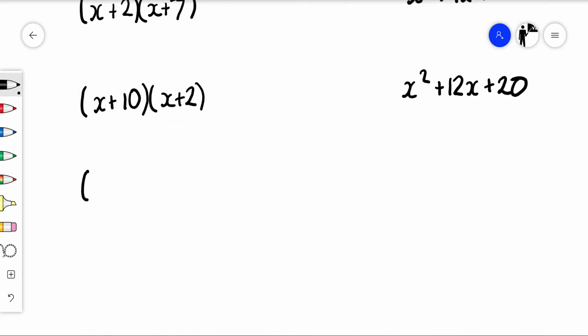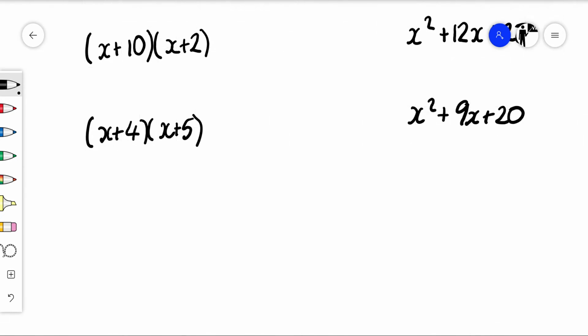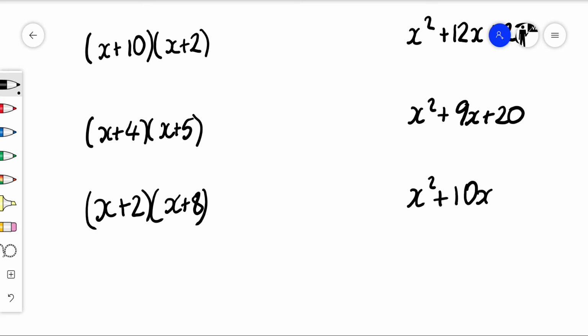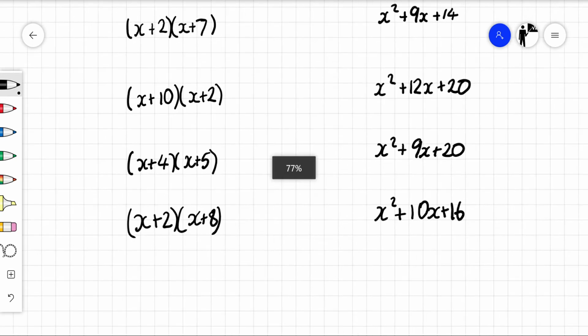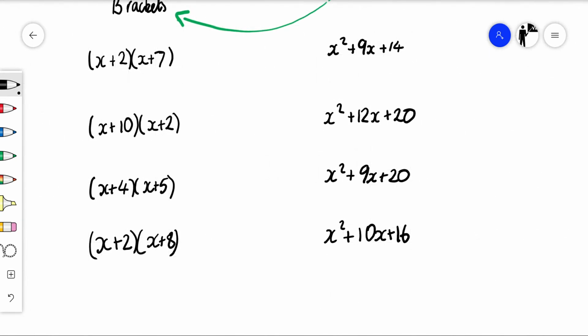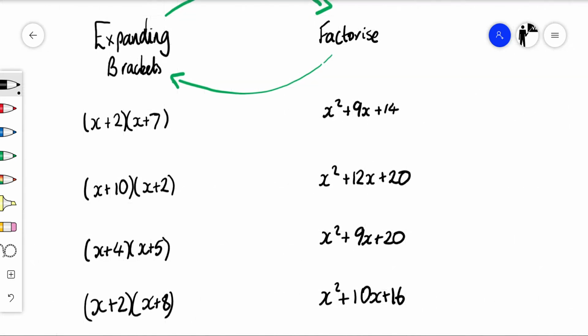We'll do another couple. Let's do x plus 4, x plus 5. If we were to multiply this out and collect like terms, we would get x squared plus 9x plus 20. We do x plus 2, x plus 8. When we multiply this out, we would get x squared plus 10x plus 16. Okay, so we've just taken 4 examples here. I've taken a shortcut of multiplying them out. So what we've done here is multiplied out the bracket from here to here.